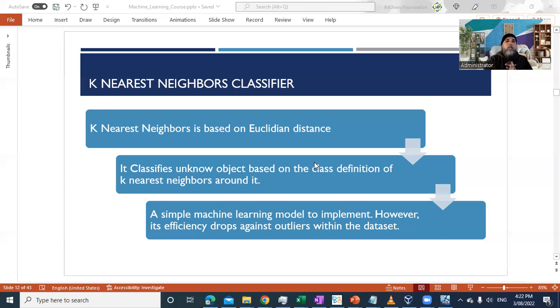So for example, if I ask to pick the 3 nearest neighbors, then the value of k will be 3, and it will look at the 3 nearest neighbors and at the classes of those neighbors. Whatever the maximum class is, or the most common class is, that class will be allocated to the unknown object. So that's how k-nearest neighbor works, which is very simple to understand.